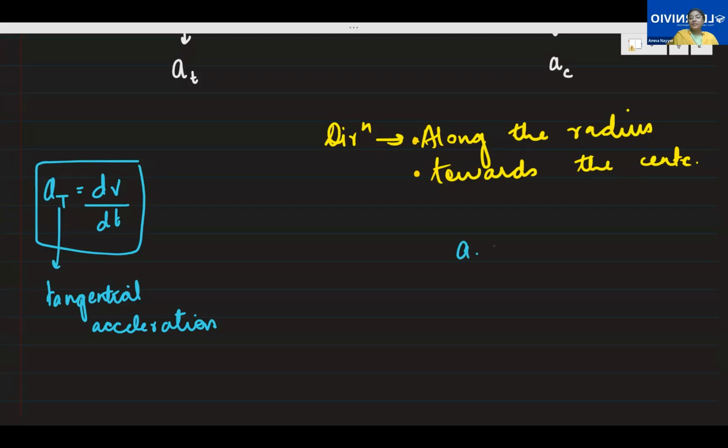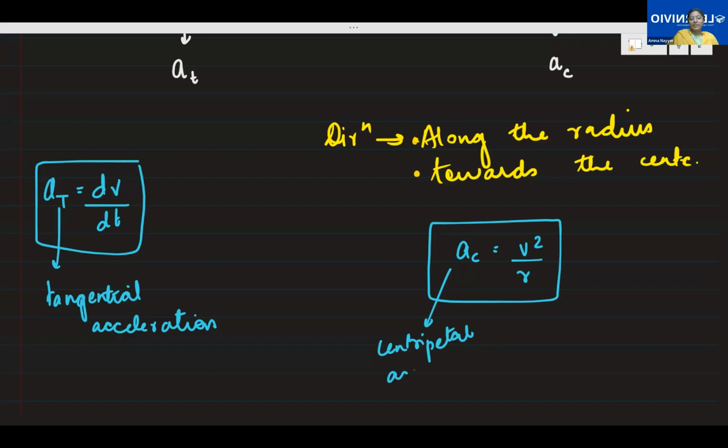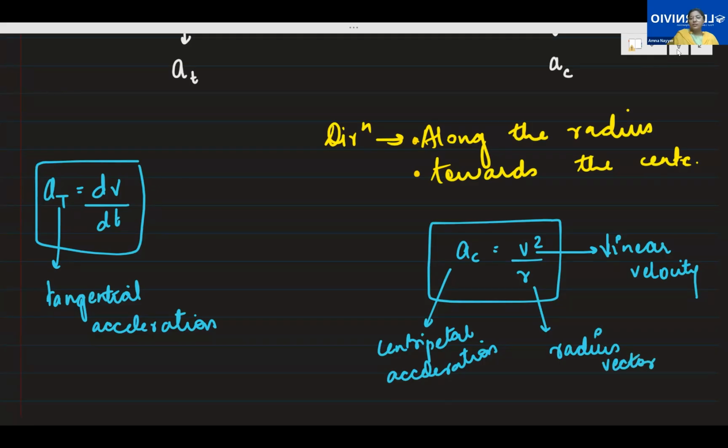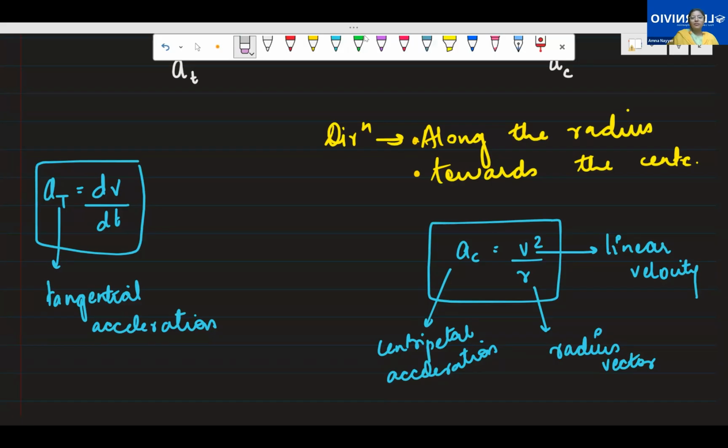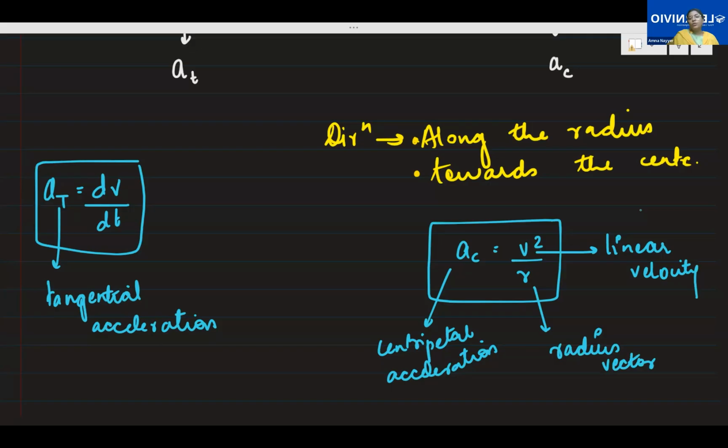While centripetal acceleration is different. It is v square divided by r. This is the formula for it, where AC is the centripetal acceleration, v is the linear velocity, and r is the radius vector. This is the linear velocity and this is the radius vector. AC is equal to v square by r.